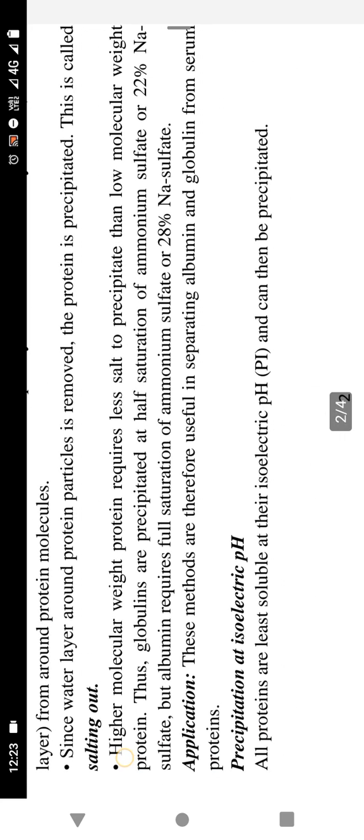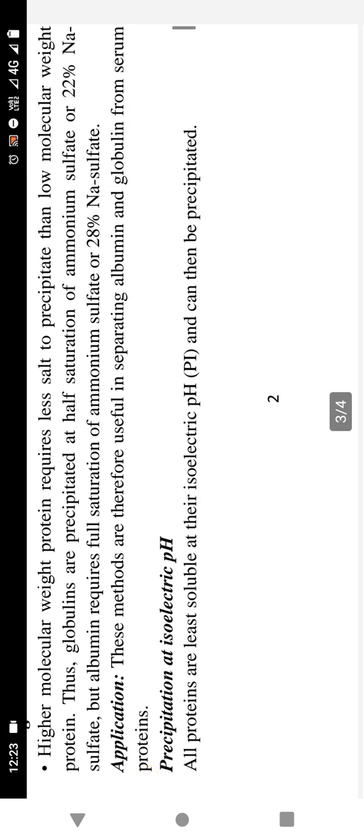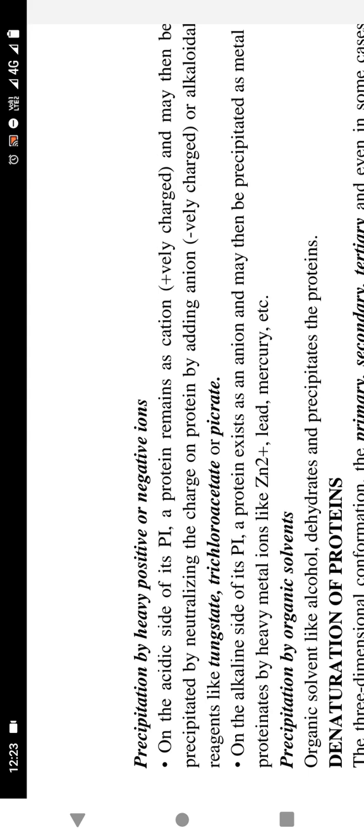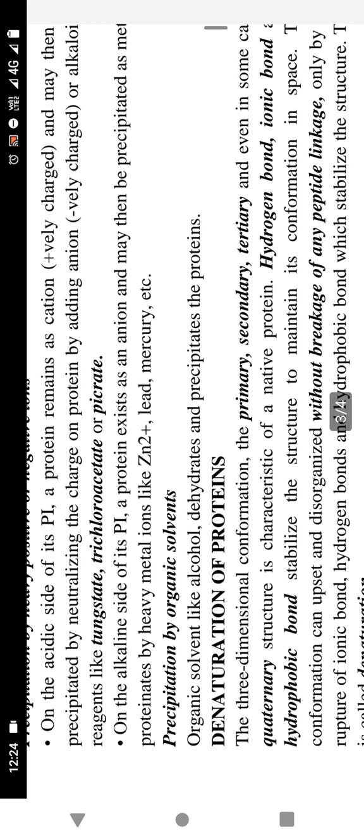Next method is precipitation at isoelectric pH. All proteins are least soluble at their isoelectric pH and can be precipitated. Heavy metals used include tungstate, trichloroacetate, picrate and zinc. These are the heavy metals used for protein precipitation. Next, precipitation by organic solvent. Organic solvents like alcohol dehydrate the protein mixture and precipitate the protein.